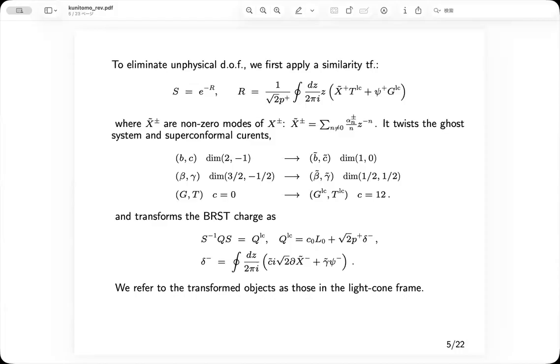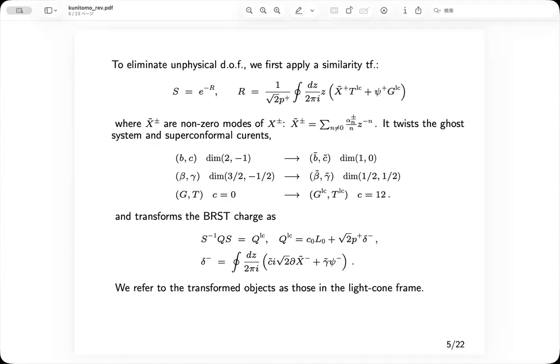Before eliminating the physical degrees of freedom of gauge fixing, we first apply a similarity transformation on the system, given by this operator. S is exponential minus R, and R is given by this operator. Here, this X tilde is a non-zero mode of the longitudinal mode of the string. This transformation twists the ghost system and the superconformal current as follows.